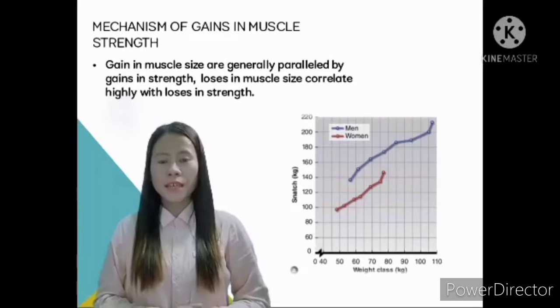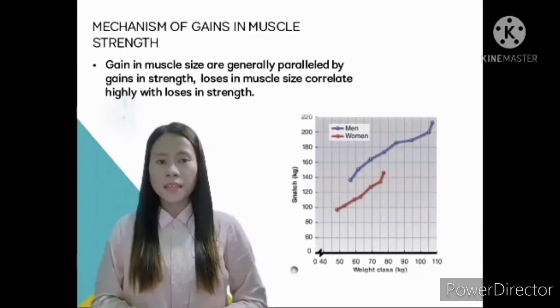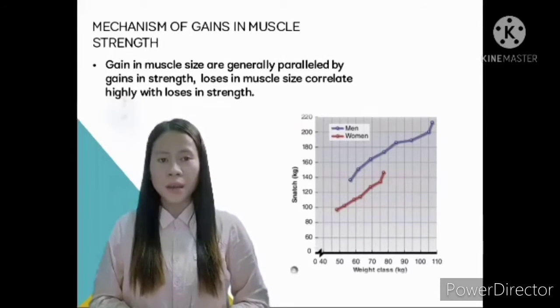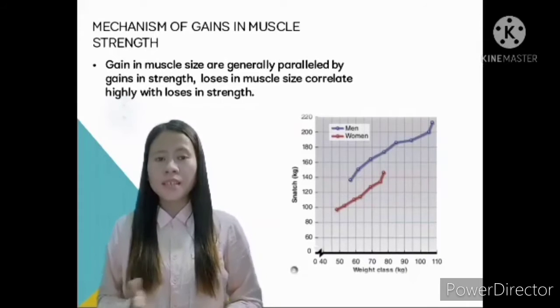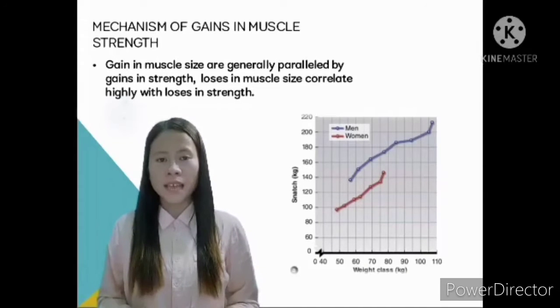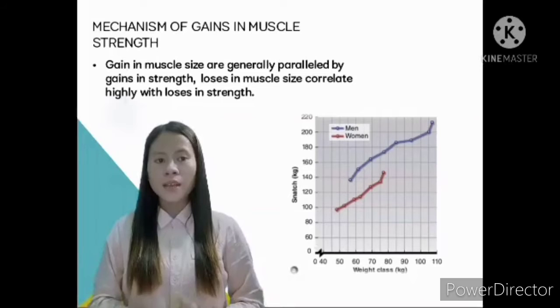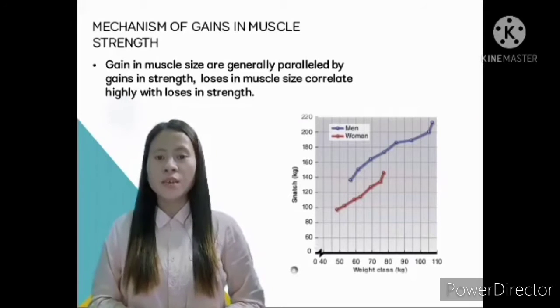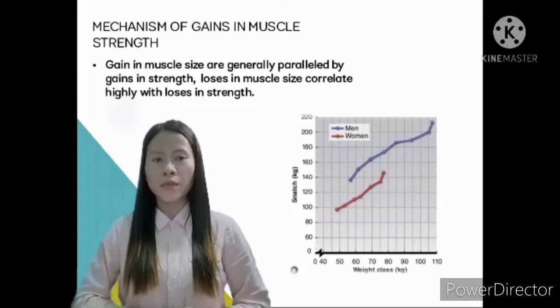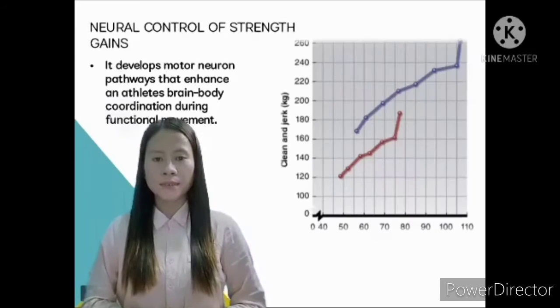Mechanism of gain in muscle strength. Gains in muscle size are generally paralleled by gains in strength. Losses in muscle size correlate highly with losses in strength. So, as you can see, this is the line graph of mechanism of gain in muscle strength.